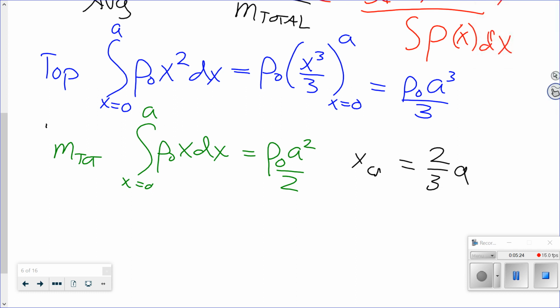Okay, and that should kind of make sense. If I have like this wedge of cheese that's getting thicker and thicker constantly as I go from the pointy end to the flat end, the actual center of mass is 2/3, or most of the way towards the flat end. Okay. Any questions?